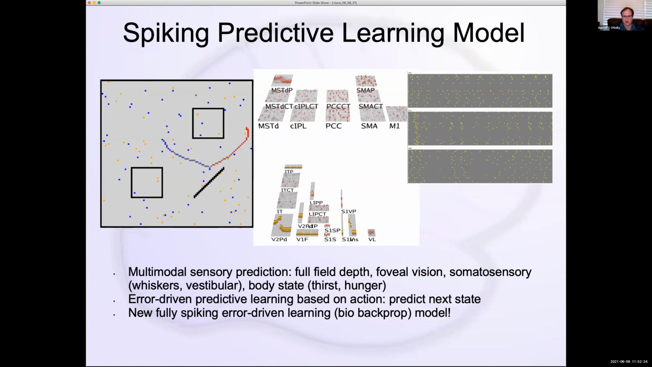So I'm just going to show a little model here that we developed of these parietal lobe pathways. Let me share my whole screen for a second.